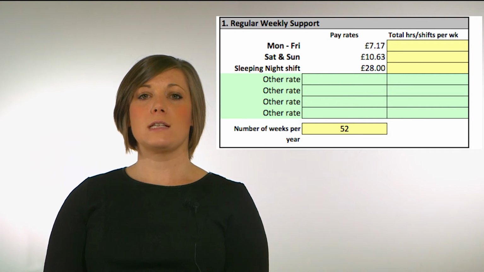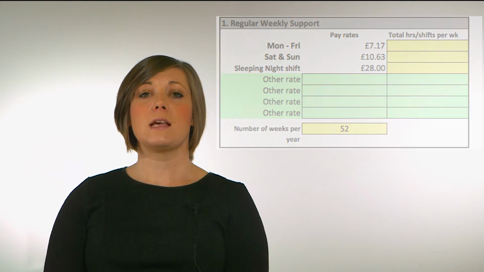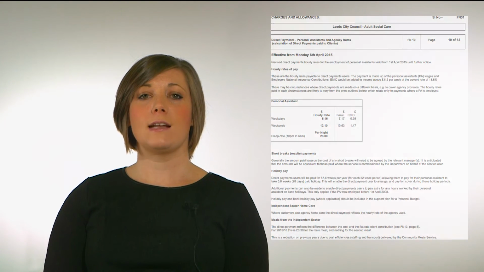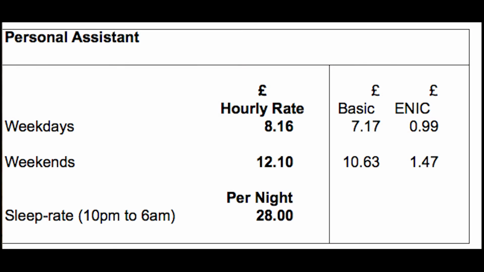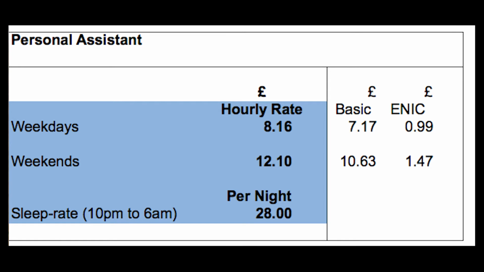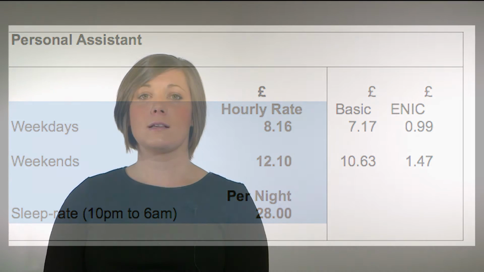The 3 other hourly rate boxes are for you to complete where the PAs must have and use additional skills to support the service user. You can find these rates in the FN31 form issued by Adult Social Care Finance. The FN31 lists the rates but does not match these rates to specific skills. However, we believe that Adult Social Care is writing some guidance on specific skill rates, which should be available in early 2016.